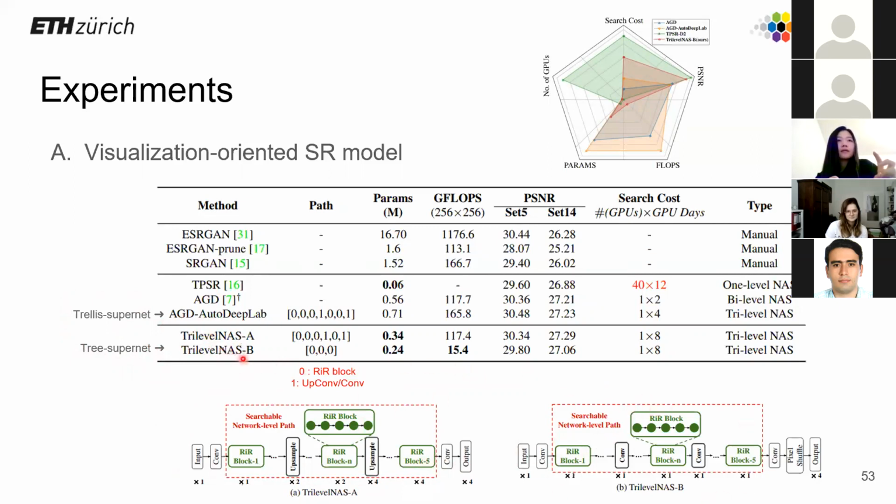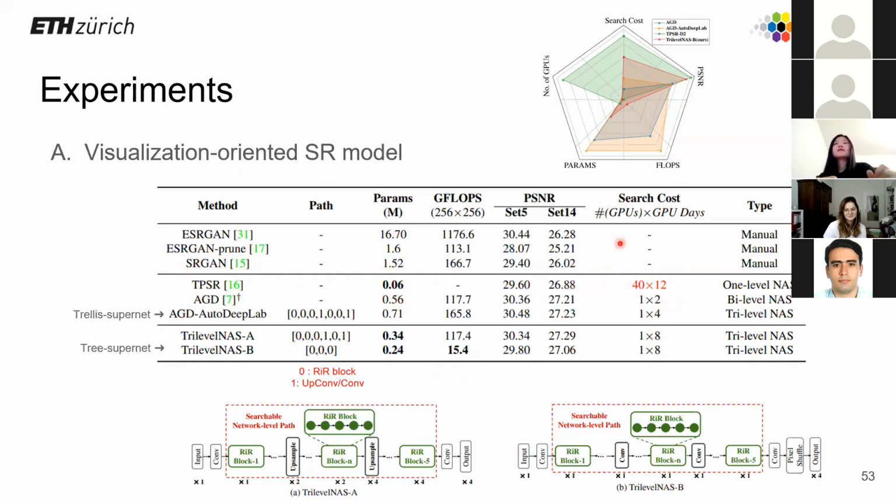And from the results, you can see our TrilevelNAS B has a much smaller parameter size and flops consumption than the TrilevelNAS A, especially the flops consumption. But it still has a comparable PSNR performance. And also both the TrilevelNAS A and B have a comparable performance to our competitors, but the parameter size and flops consumption are much smaller. This TPSR has a very tiny network, but they really have a large search cost, as you can see here.